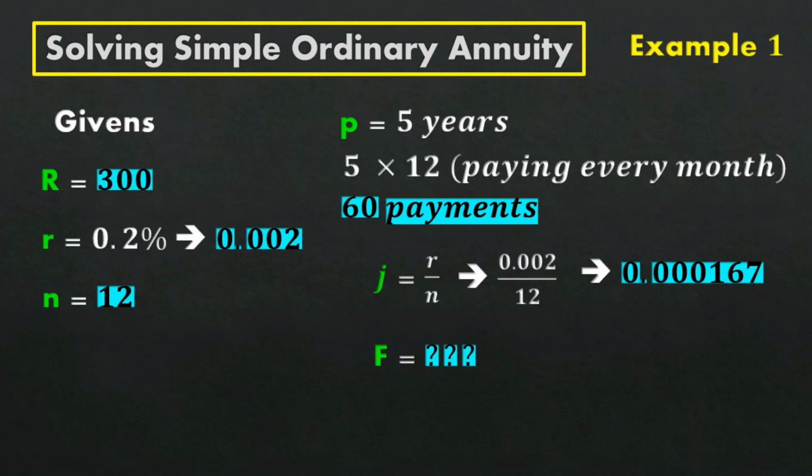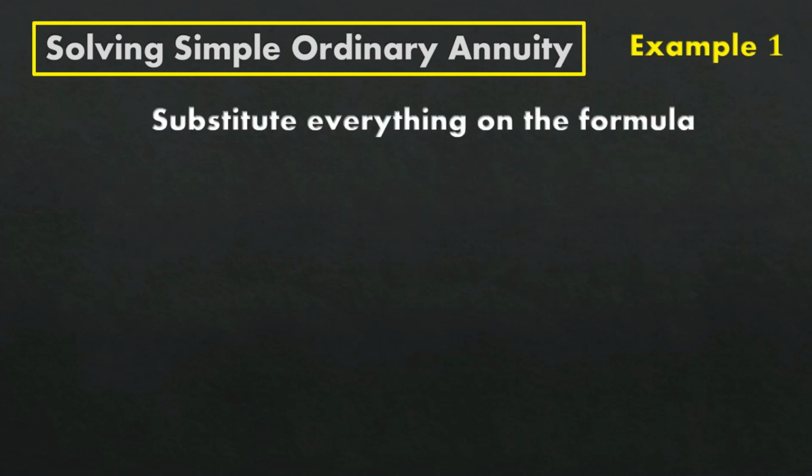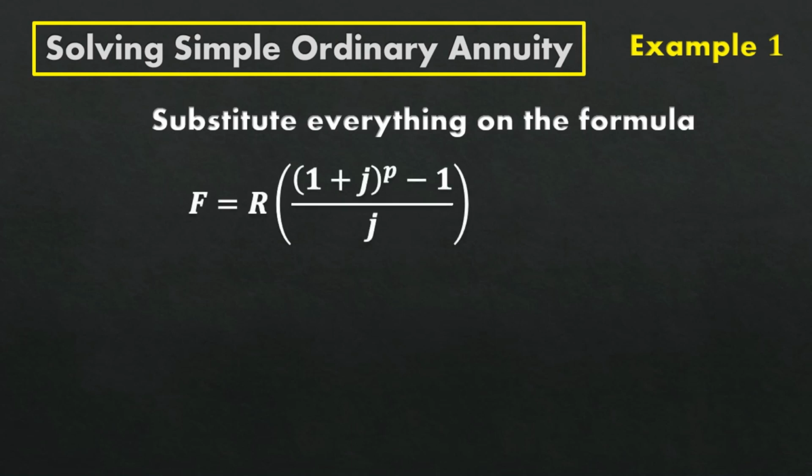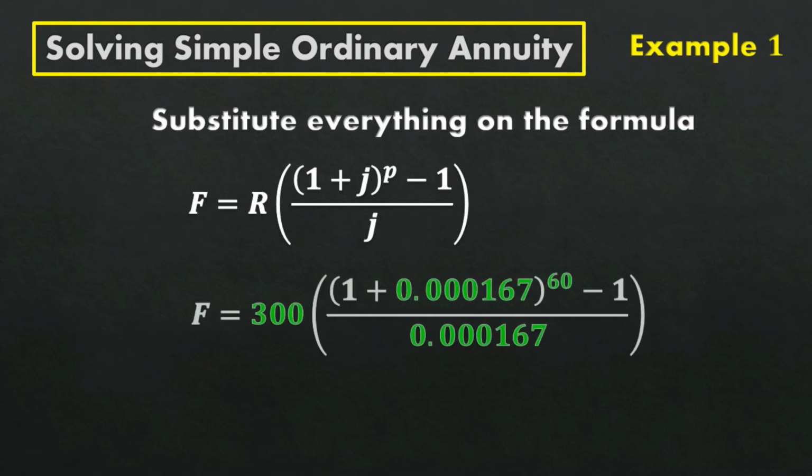Then move now to the solution. You will just substitute everything to the formula. Yung formula natin is F is equal to R times quantity 1 plus J raised to P minus 1 all over J close parenthesis. So, substitute everything on the formula. Ayan yung mga green. Ayan yung mga galing sa given natin. So, make sure na i-plug in nyo sila ng mas maayos para makakuha kayo ng tamang sagot.